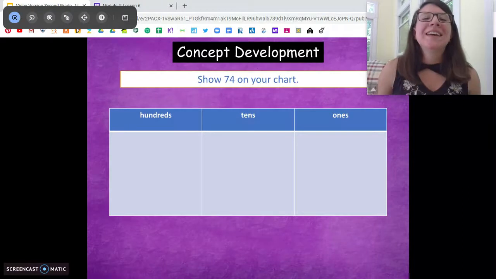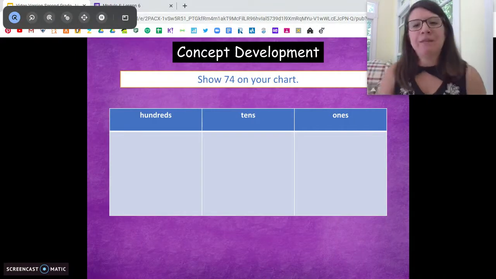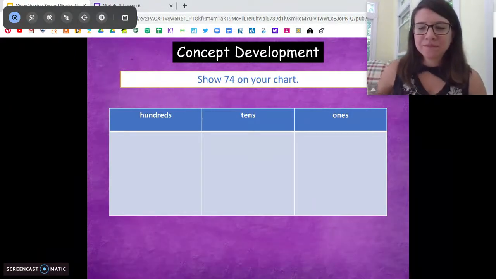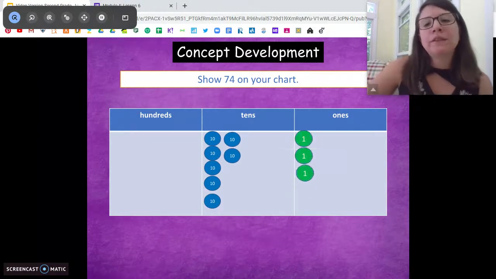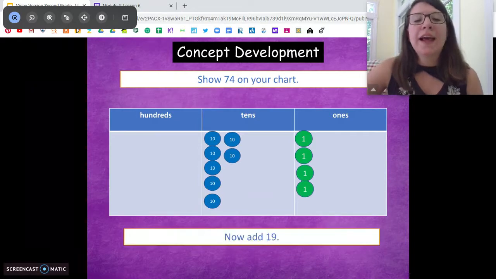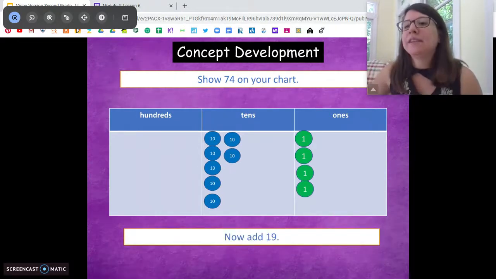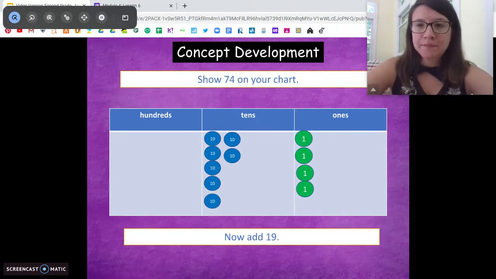Clear your board. Show me 74 on your place value chart. Pause, show me 74 on your place value chart. 1, 2, 3, 4, 5, 6, 7. 1, 2, 3, 4. 74. Good. Awesome. All right, now you're going to add 19 to that. Remember, don't add 19 ones. Add your 10s and your 1s. Add 19.